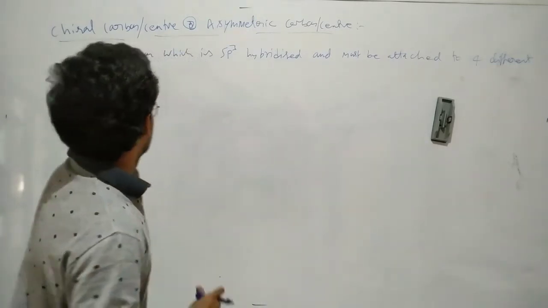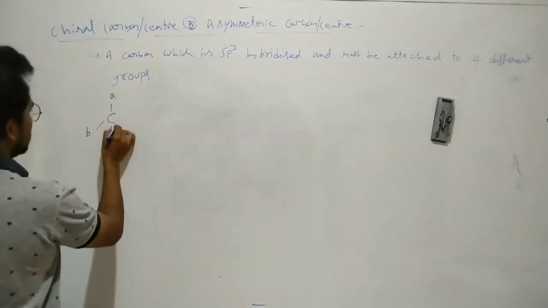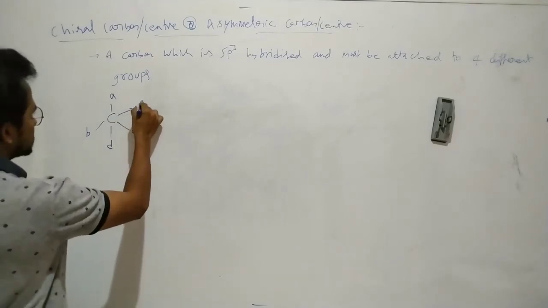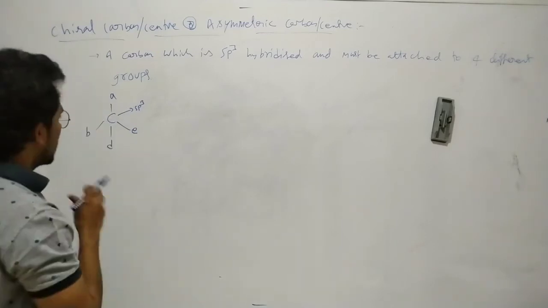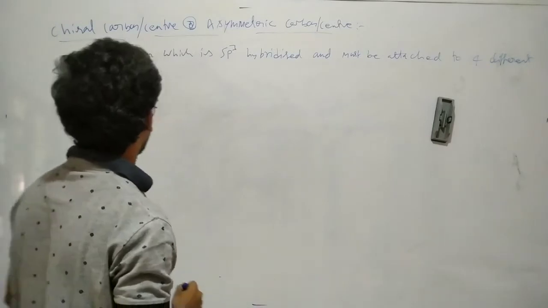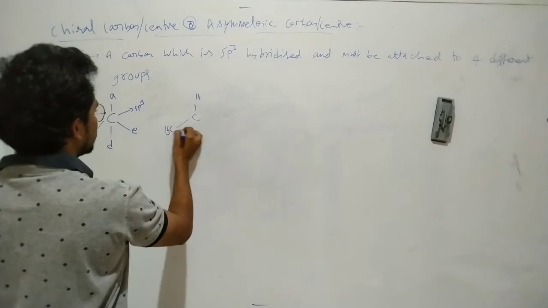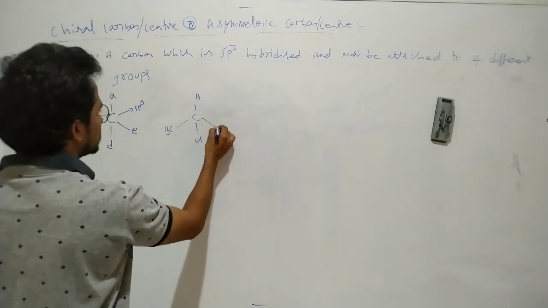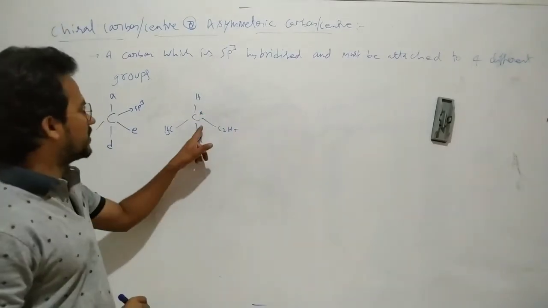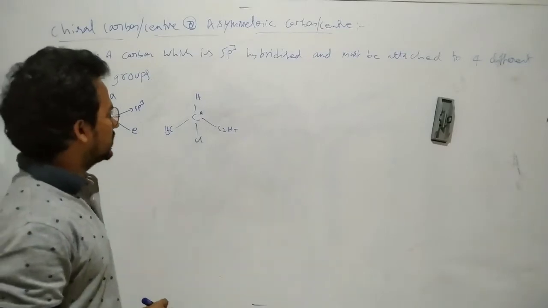So for suppose the chiral carbon with groups A, B, D, E. That means this carbon is sp3 hybridized and is attached to 4 different groups, then it is a chiral carbon. For suppose this one hydrogen, this is CH3, this is chlorine and this one is C2H5. This is the chiral carbon, because it is sp3 hybridized with hydrogen, chlorine, ethyl and methyl, 4 different groups.